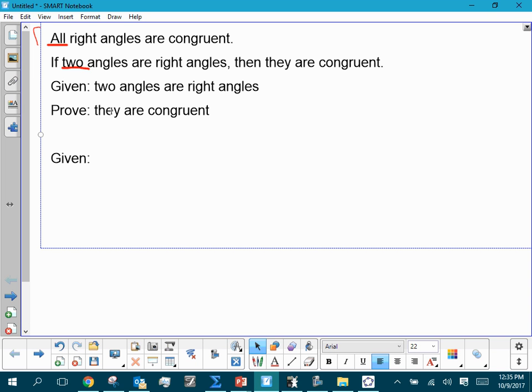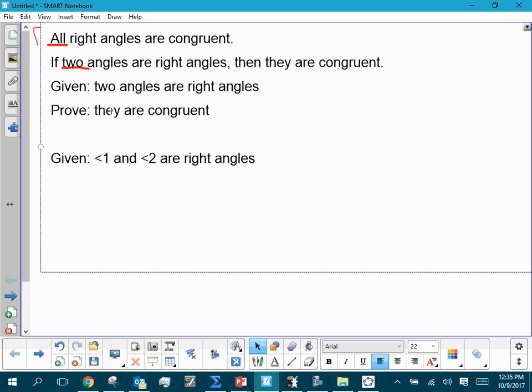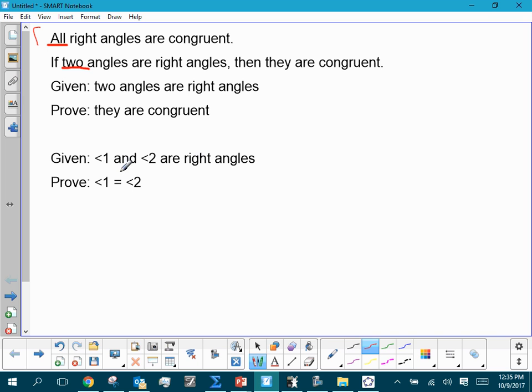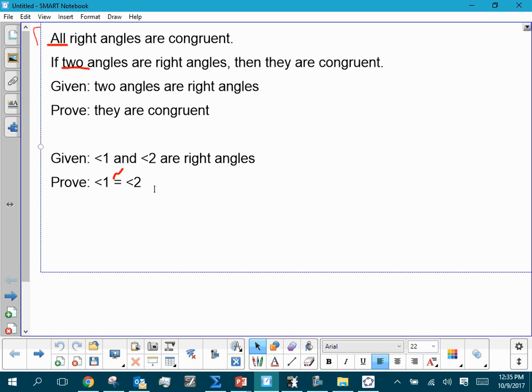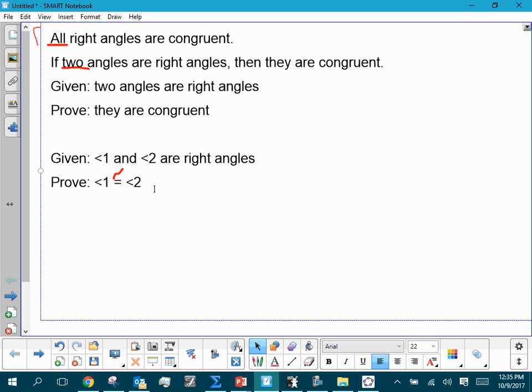So I want to specify some specific angles. Instead of two angles are right angles, I'm going to say angle 1 and angle 2 are right angles. Okay? Or if you want to say angle A and angle B, or you want to say angle 4 and angle 9, it doesn't matter. Just name two angles. Now the prove is going to say they are congruent. So they being angle 1 and angle 2. So I'm going to say angle 1 is congruent to angle 2. Remember, I need my congruent symbol there. But now I've developed a starting point for my proof.